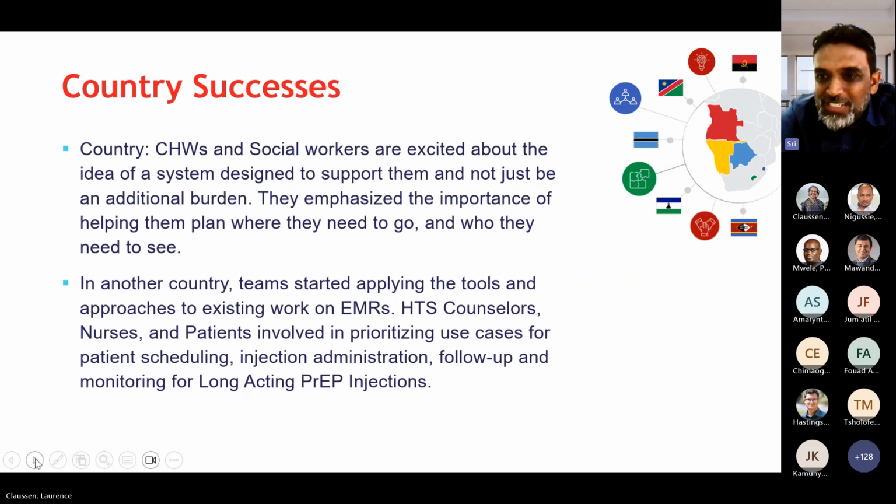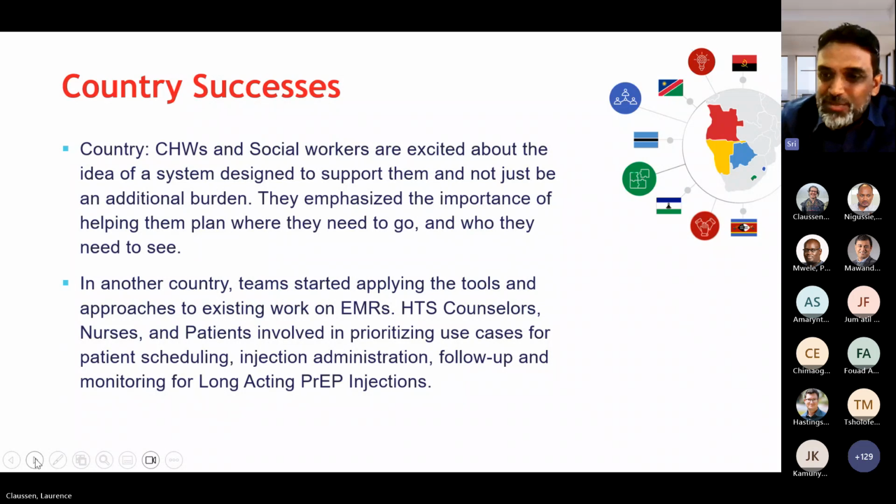So in one country, as they worked collaboratively through the process, community health workers and social workers were excited about the idea of a system designed to support them, right? They're quite used to systems, and they voiced this in the meeting, the idea that they're used to systems almost being a burden for them, rather than something that actually helped them. And so when they were planning it, something that they really wanted to look at more was how can they use the system to plan where they need to go, who they need to see, right? A tool that supports them, not just reporting.